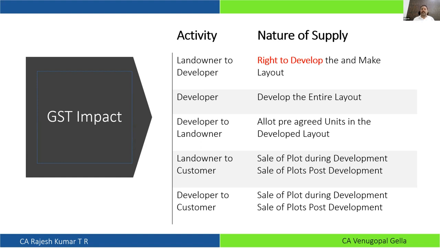Now, the next question is whether the activity of the landowner of giving his land for developmental purposes for future sale to the developer can be said to be in the course or furtherance of a business. With the definition under the GST law, which is very wide, it is probably very difficult to get out of it and say, I am not engaged in business. So obviously that condition can be said to be fulfilled.